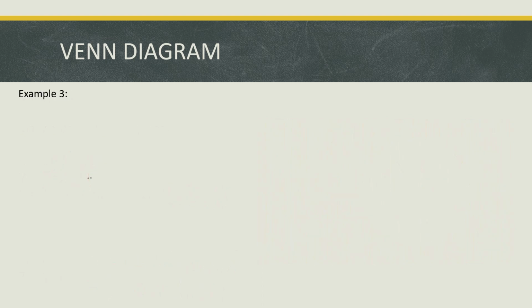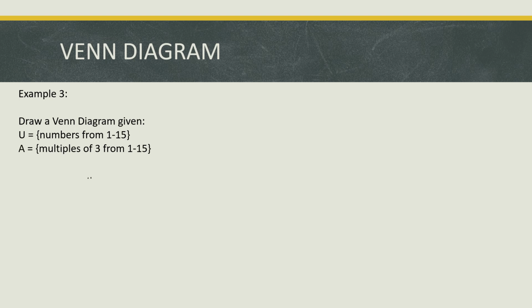Now let us try example 3. Draw a Venn diagram given first the universal set where the elements are from numbers 1 to 15. So we all know what are the numbers from 1 to 15. We also have here set A, which has the elements of multiples of 3 from 1 to 15.